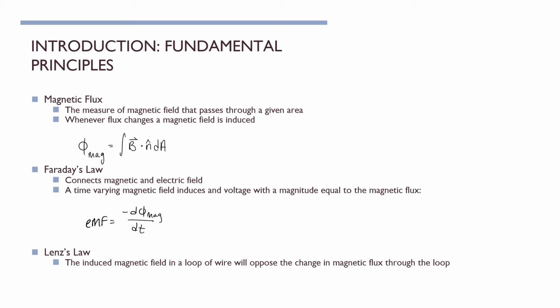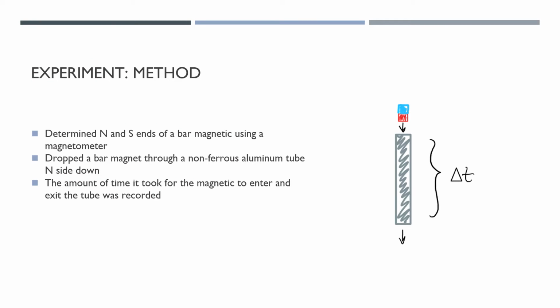Next is Lenz's law. This tells us the direction of an induced magnetic field in a loop of wire. It tells us the induced magnetic field in a loop of wire will oppose the change in magnetic flux through the loop. The experimental method for this lab was relatively simple.